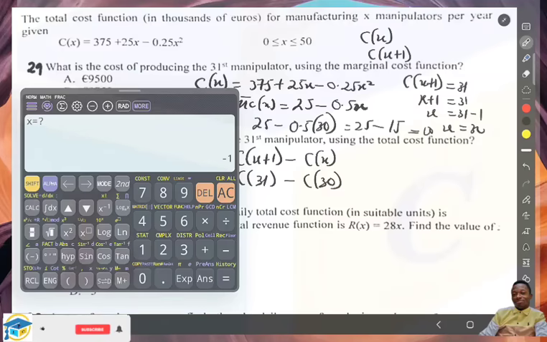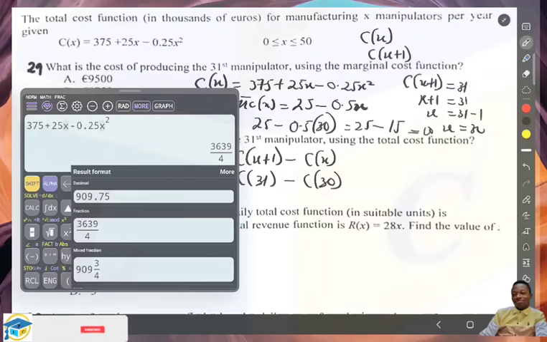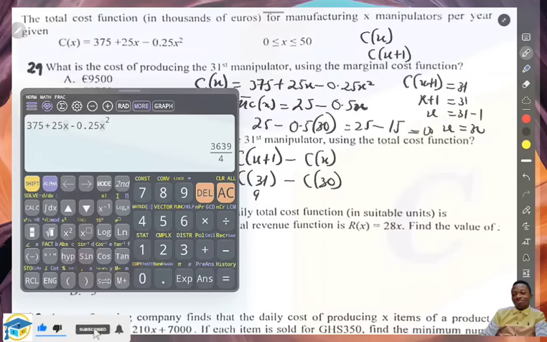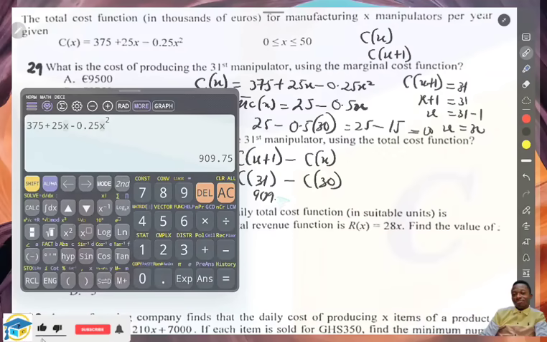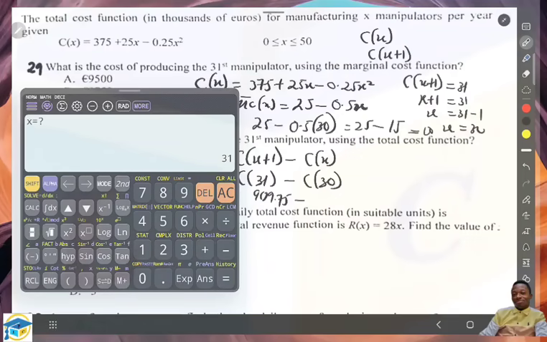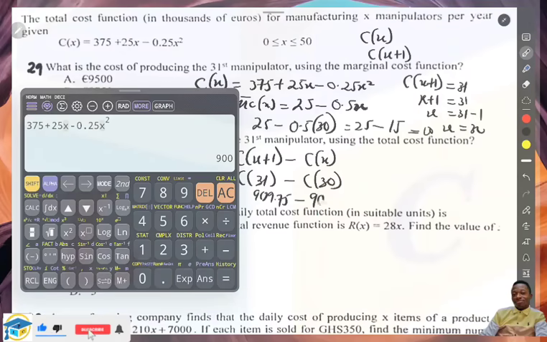Okay. So here I'll press my solve. I want to solve for 31. So for 31, I'm getting, let me go for decimal, 909.75. And when I solve for 32, what am I getting? I'm also getting 900 for that.